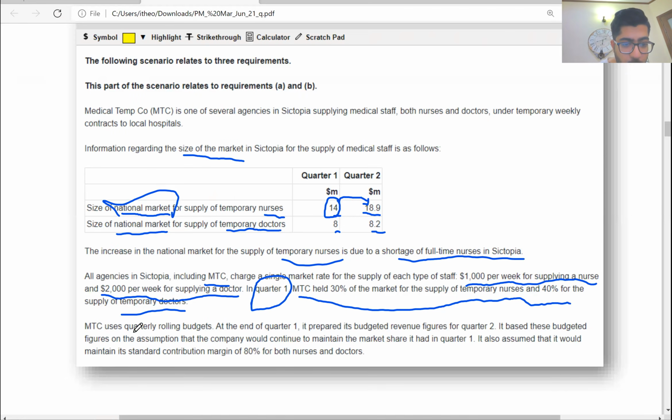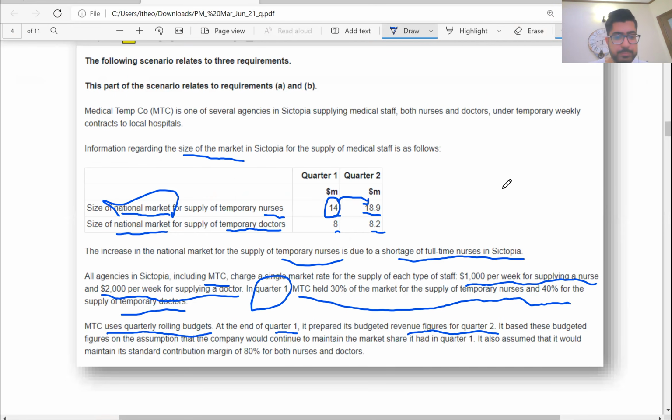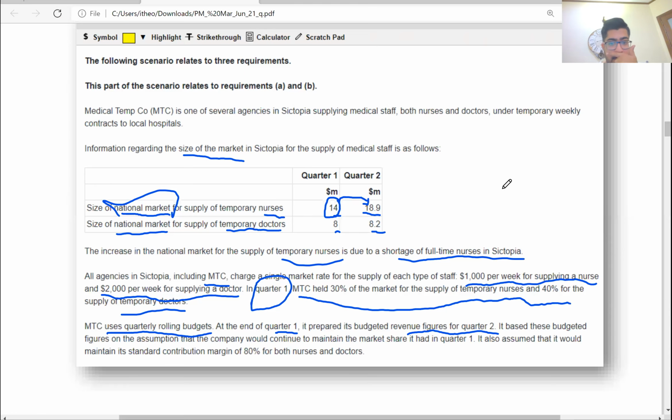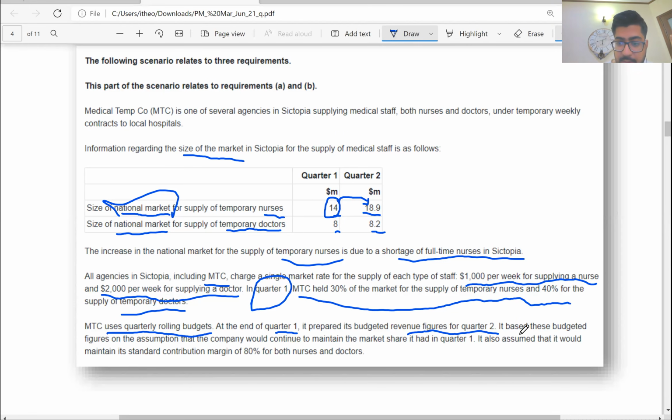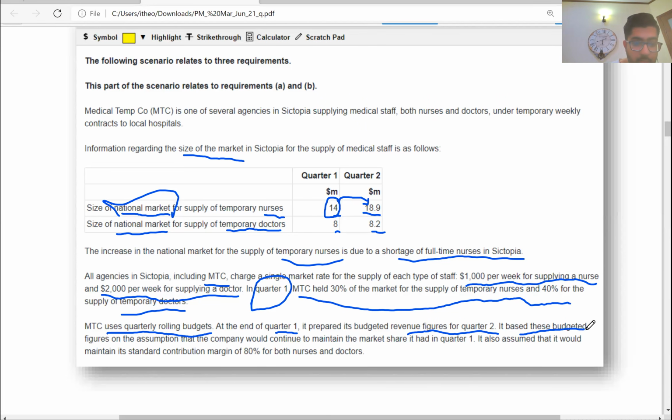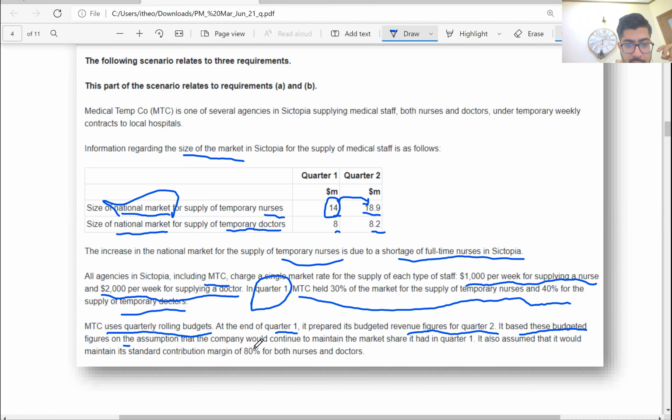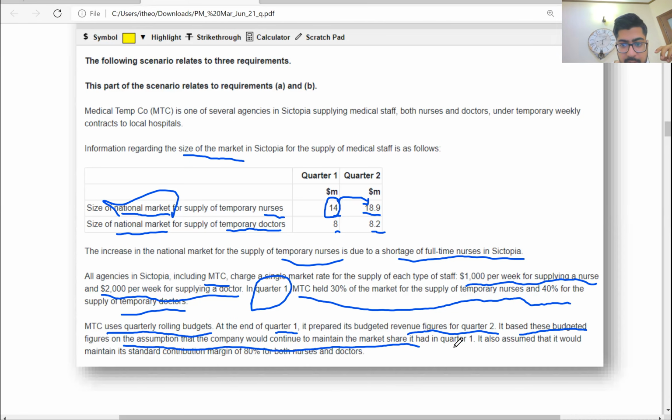MTC uses quarterly rolling budgets. At the end of quarter one, it prepares its budgeted revenue figures for quarter two. Okay, so at the end of quarter one, MTC makes revenues for quarter two. It bases these budgets on the assumption that the company would continue to maintain the market share it had in quarter one.